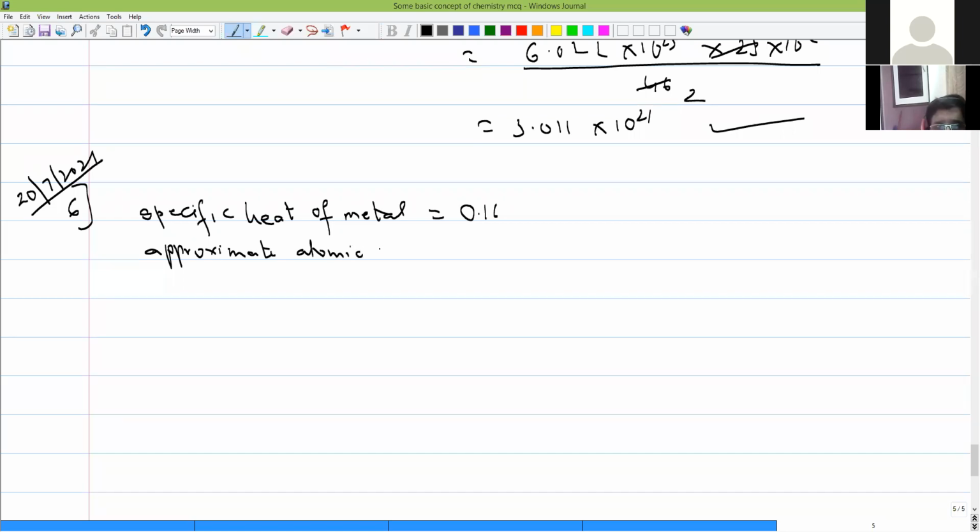Approximate atomic weight. Now, there is a relation between specific heat and atomic weight, and that relation is atomic weight multiplied by specific heat is approximately equal to 6.4.